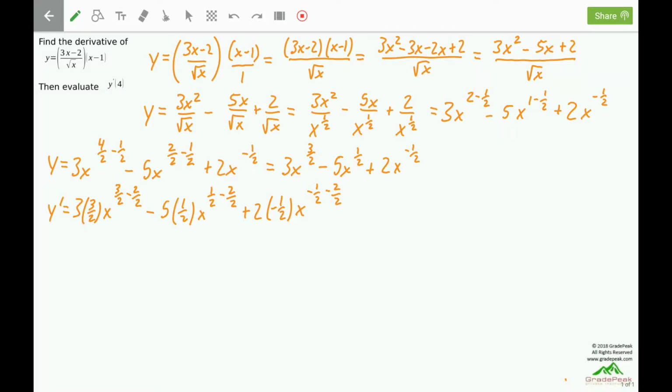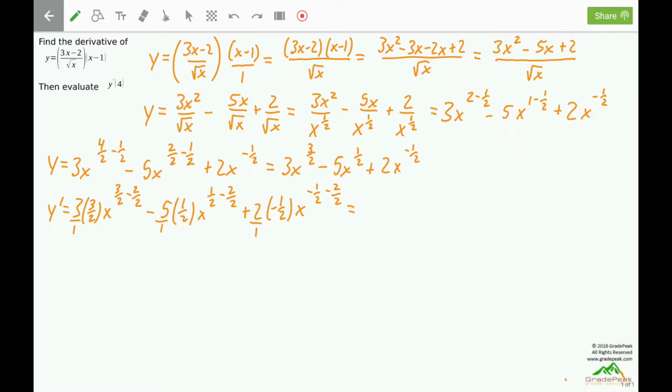Now let's combine the fractions together for the exponents and the coefficients. Let's multiply those fractions. We can think of the 3 as 3 over 1, the negative 5 is negative 5 over 1, the 2 is 2 over 1, to be able to make the multiplication a little bit easier.